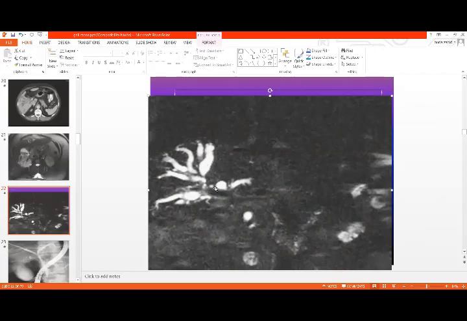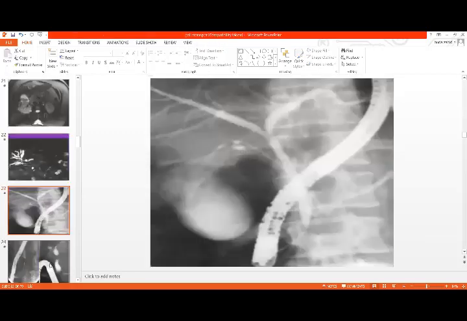That's why this is dilated. Now this is the ERCP picture. You see this is a scope coming from the stomach. Go down through the papilla, you pass a catheter, inject a dye. This is a CBD. That's showing the right hepatic duct, the left hepatic duct, and that's the cystic duct and the gallbladder.